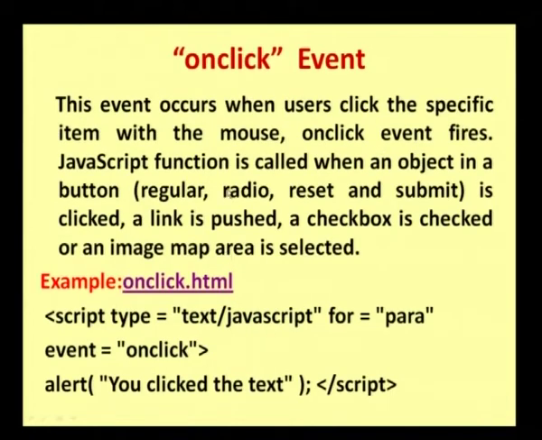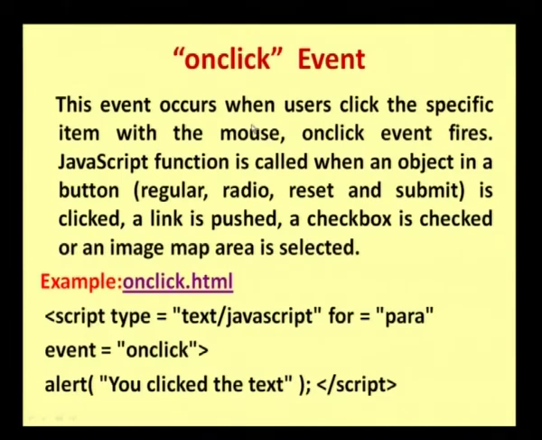So these are the inbuilt events. Let us see the first event, the onClick event. Generally speaking, this onClick event will occur when the mouse button is clicked on any element present in the web page. So this event occurs when the user clicks a specific item with the mouse. The onClick event fires and a JavaScript function is called when an object is a button. It can be a button, or a radio button, reset button, or submit button. Whenever the user presses this button, the event should occur.